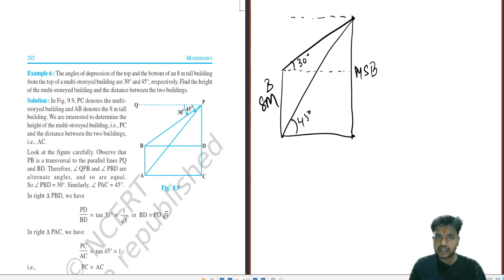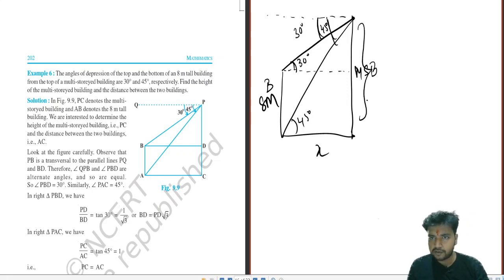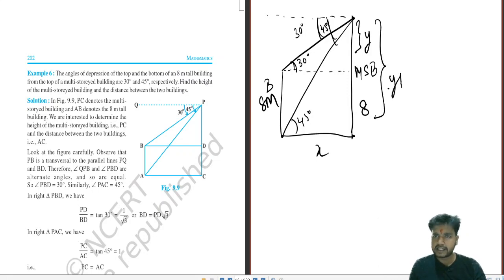Now, the student would say that the question says this is 30 degree and this is 45 degree. Okay. Obviously, I explained to you in the start, if this is 30 degree, this will be 30 degree also. If this is 45 degree, this will also be 45 degree. Moving on further, find the height of the multi-story building and the distance between the two buildings. That means we have to find this and we have to find this. Now, if you are intelligent enough, you would take this as 8 meter and this as y meter. So, we have to find y plus 8.